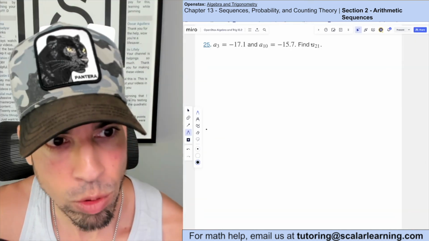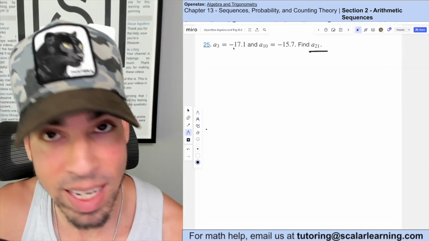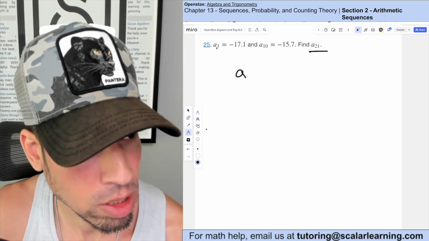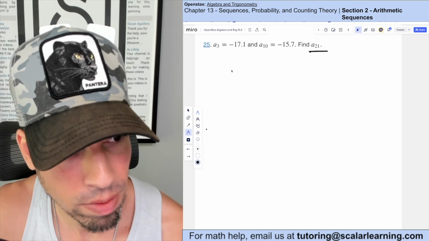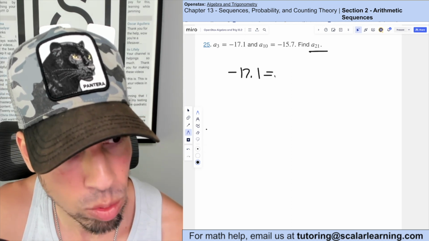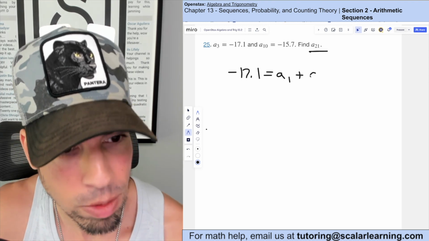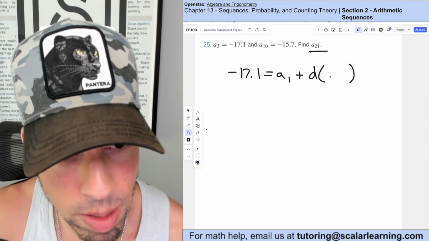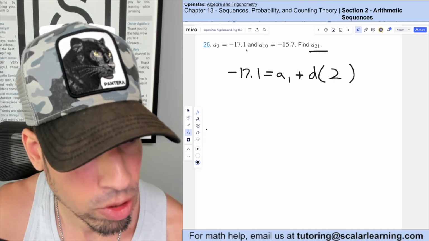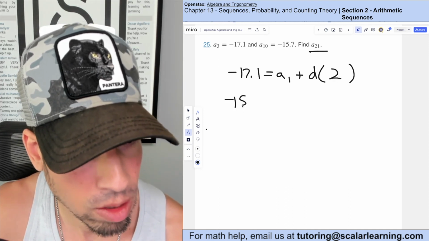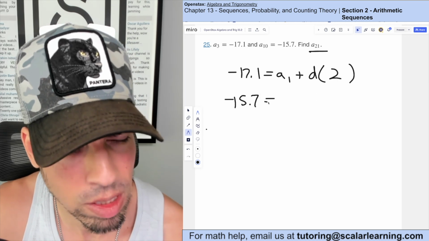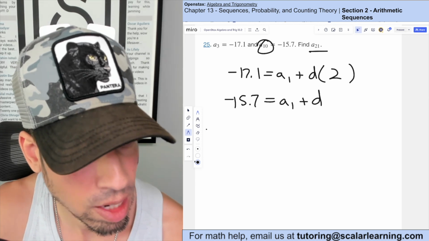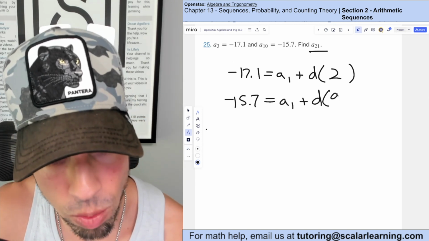Done. So for this one, we're trying to find the 21st term. So again, we can make two equations. Check this out. We can say a sub n, which in this case will be 3, which we know is negative 17.1, is equal to the first term, a sub 1, plus my common difference, which I don't know yet, times n minus 1, which would be 3 minus 1, which is 2. And then over here, we're going to have a sub n, which the 10th term will be negative 15.7, is equal to my first term plus the common difference times 10 minus 1, n minus 1. So 10 minus 1 is 9.